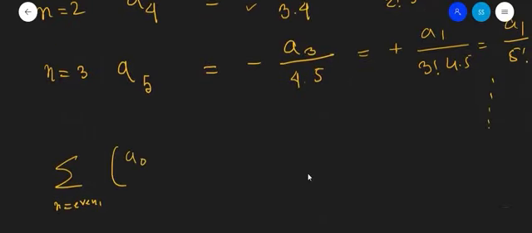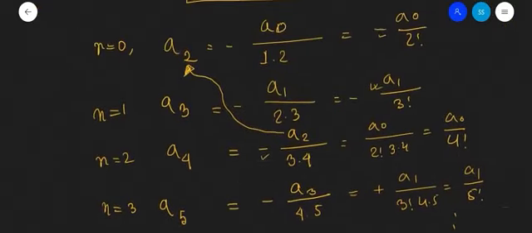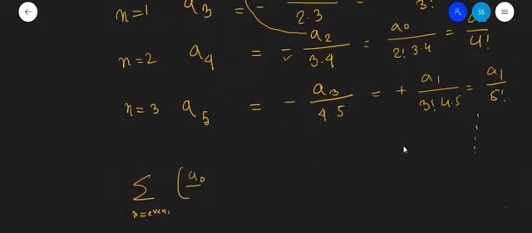Obviously I need to see the terms again, so let me zoom out a bit. a0 by 2 factorial, the second one is minus, right? a0 by 4 factorial. Yeah, the first one was minus. And if you go for n equals 4, you will find another minus, something like this, and so on.